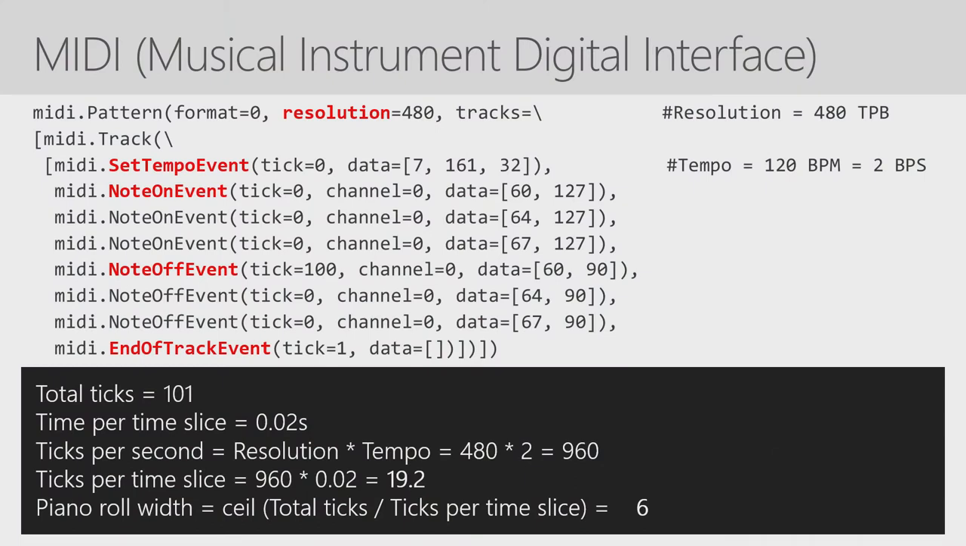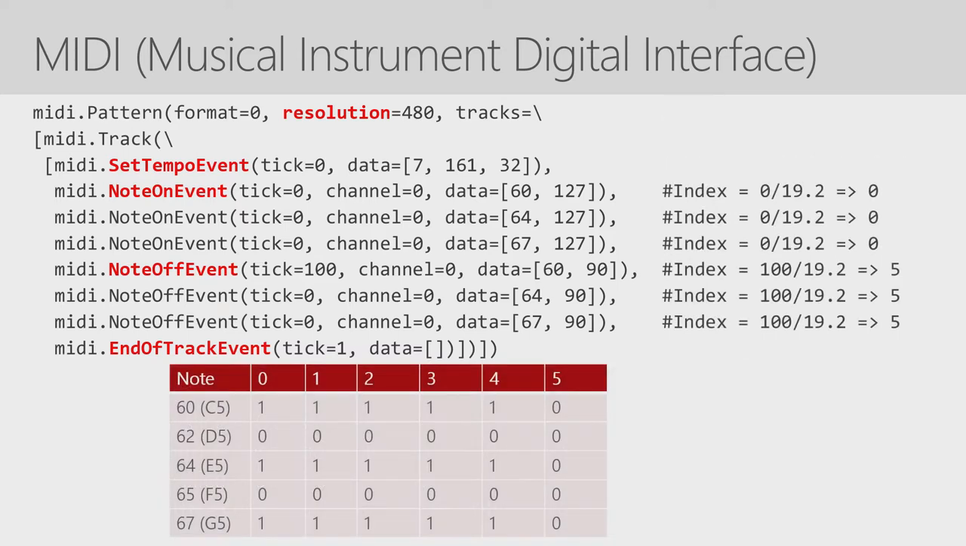Got it. Cool. And so you compute your piano roll width, which is the total ticks divided by the ticks per time slice, which will be 6. So essentially this is going to give you a 2D matrix, which is your piano roll. The width is 6. Each of these column vectors tells me which notes are on at that given point in time or not.